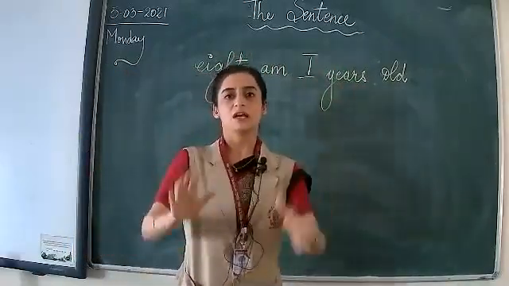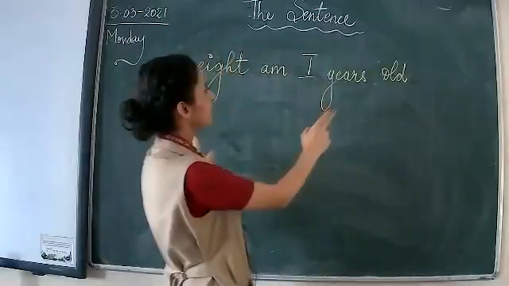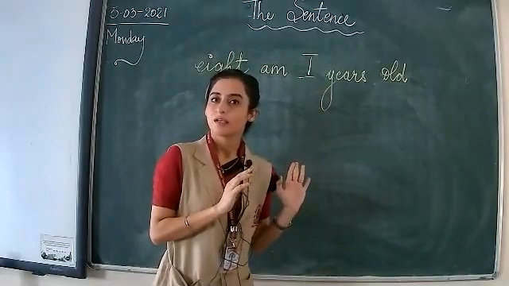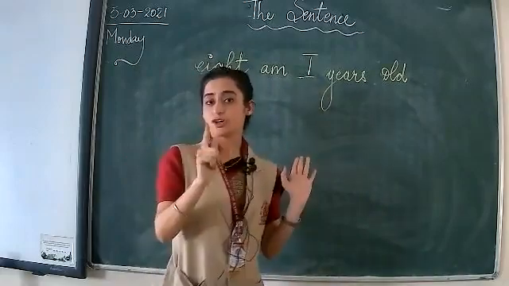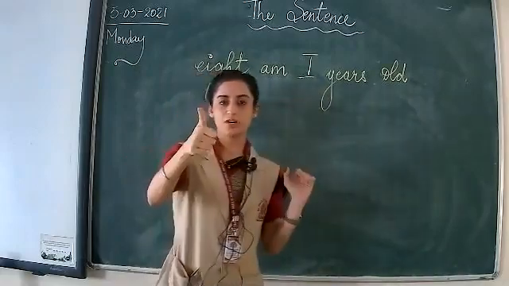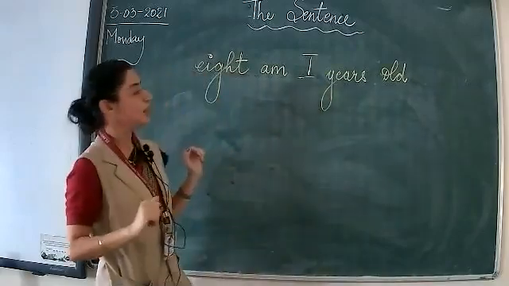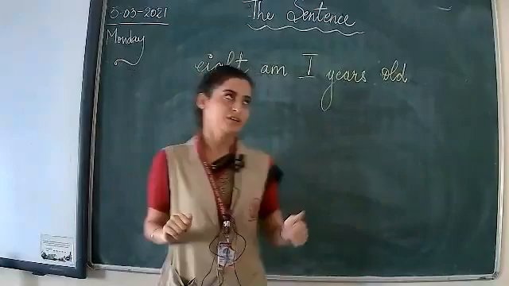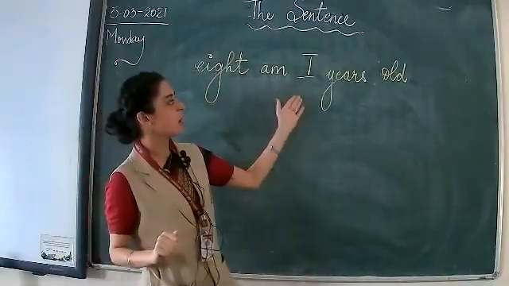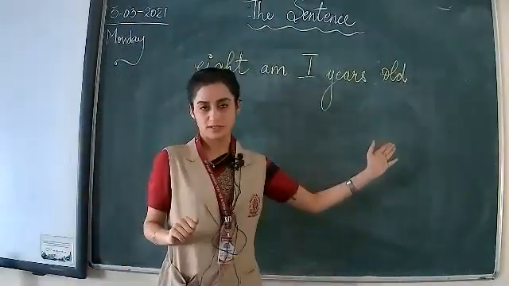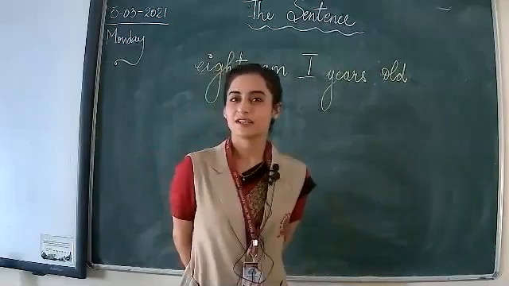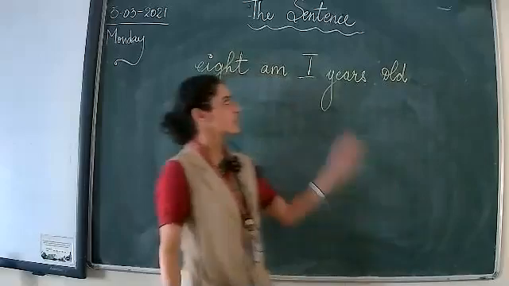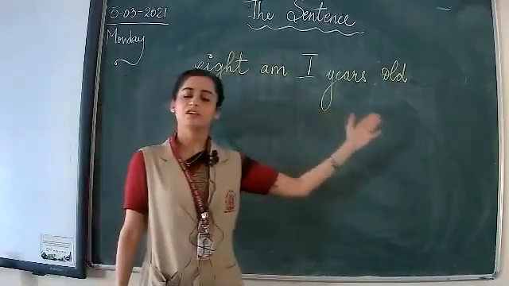First, just tell me, are you able to see what I have written on the board? Make sure you see, okay? Good? Okay. Now, I have written a group of words here. 8 am I years old. Children, is it making any sense to you? 8 am I years old.